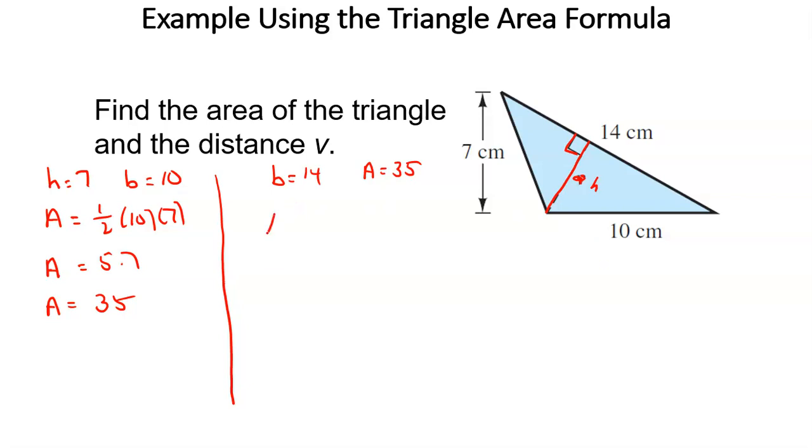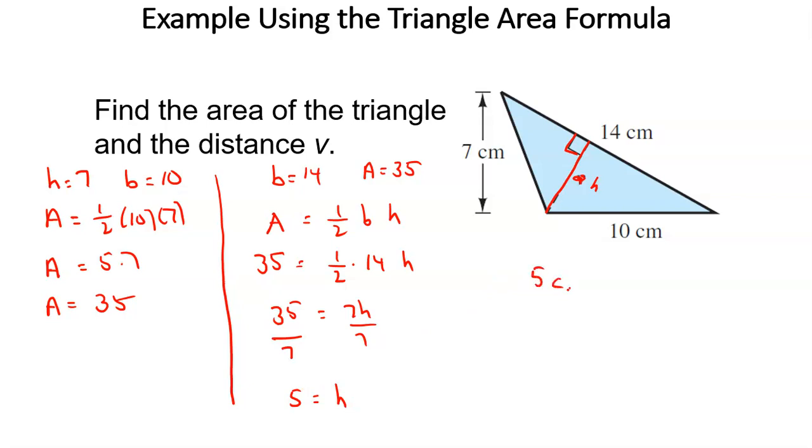Now, it's that piece that I don't know. So if area equals 1/2 times base times height, then the 35 is my area. The base is 14, and the height is what I don't know. And look, the numbers work out nicely. 35 is 7 times h, divide both sides by 7, and I get a height of 5. That's what I'm missing. So that missing piece there, that distance, is 5 centimeters.